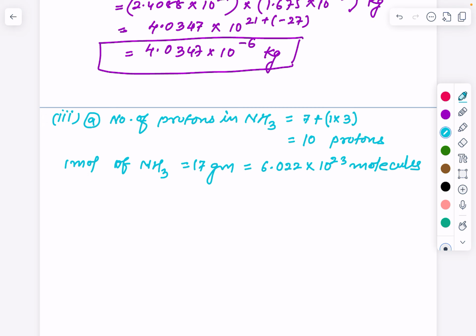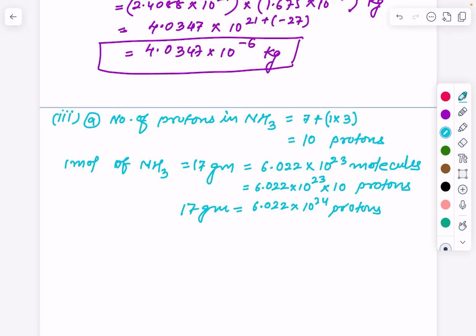So how many protons will you have in this molecule for 17 grams? You just have to multiply it with 10 protons. So 6.022 into 10 to the power of 23 into 10 is the number of total protons you will have in 17 grams. That ends up as 6.022 into 10 to the power of 24 protons. These are the number of protons in 17 grams.